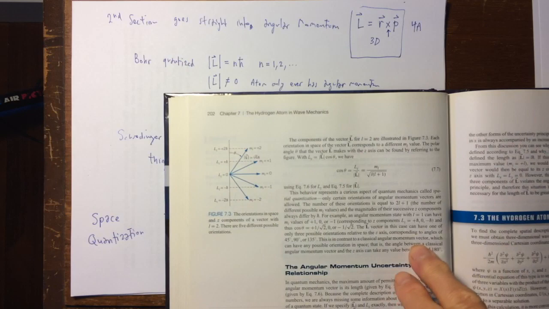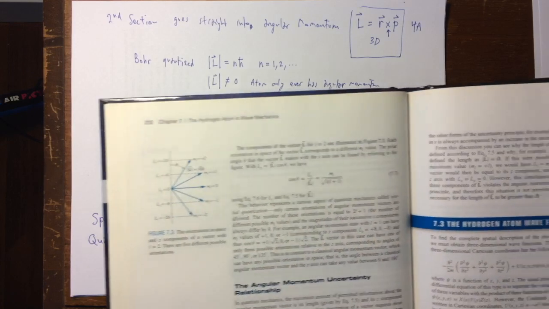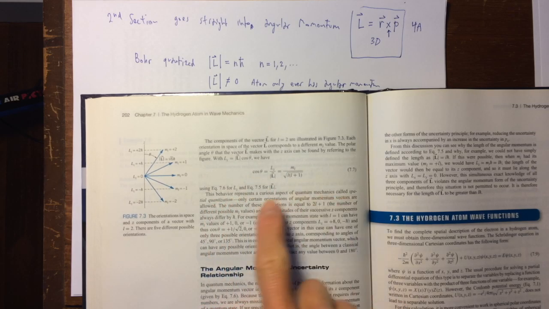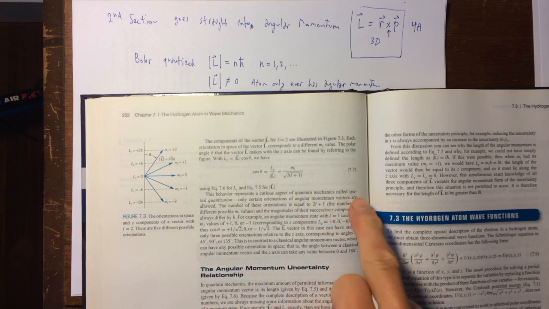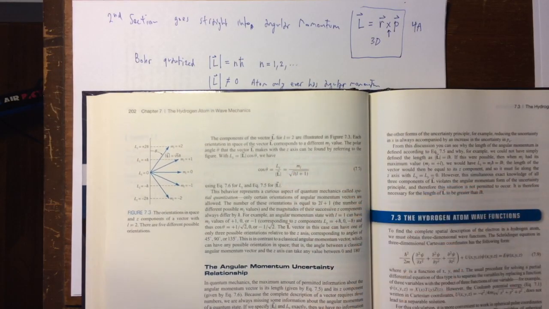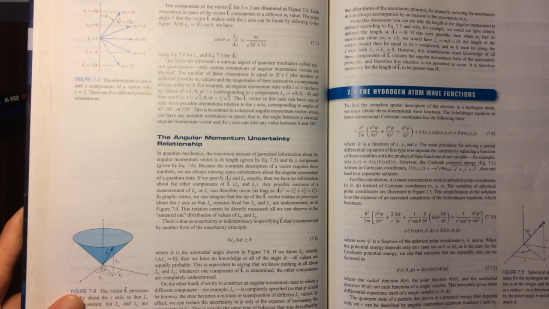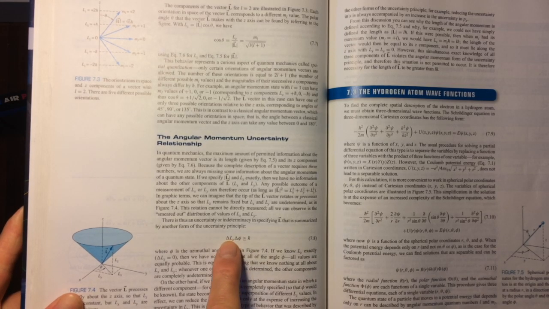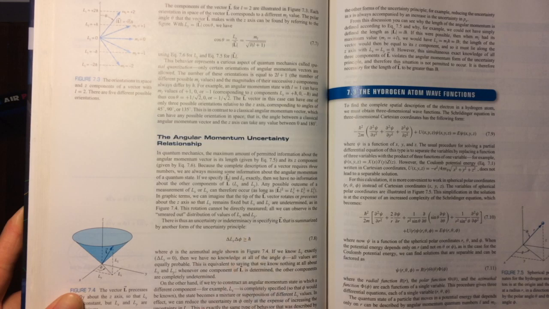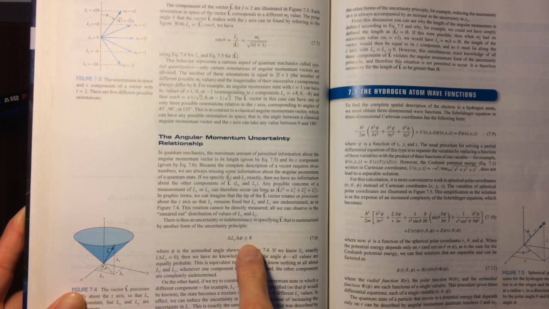So these five vectors. And you could even think about some of the description that's going on right here in the top of this paragraph in this weird angle theta. Oh yeah, here, it actually says it. So this behavior represents a curious aspect of quantum mechanics called spatial quantization. I called it space quantization, but anyhow. And then you can go and read about angular momentum uncertainty, which kind of looks like, instead of uncertainty in x, uncertainty in p, it's uncertainty in angle, this azimuthal angle phi, and uncertainty in the z component of angular momentum. So pretty strange, interesting uncertainty principle.